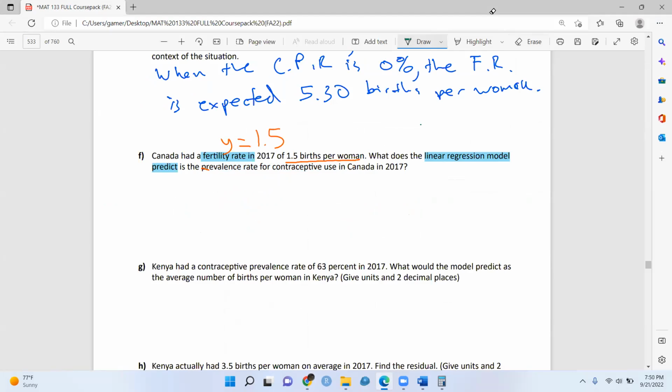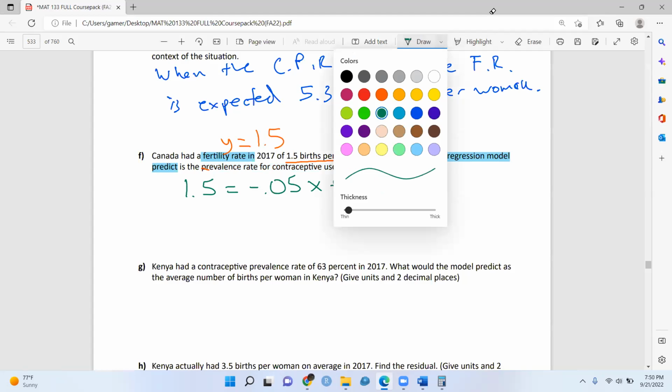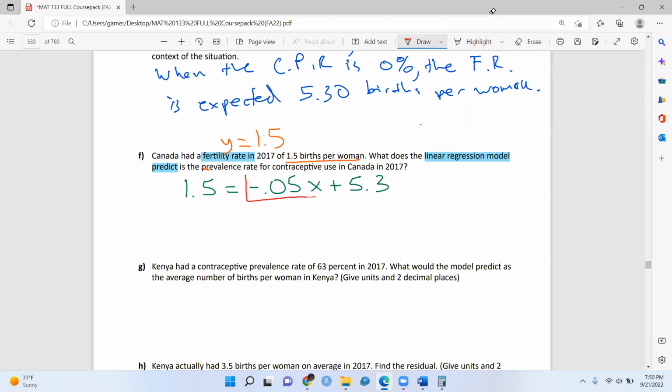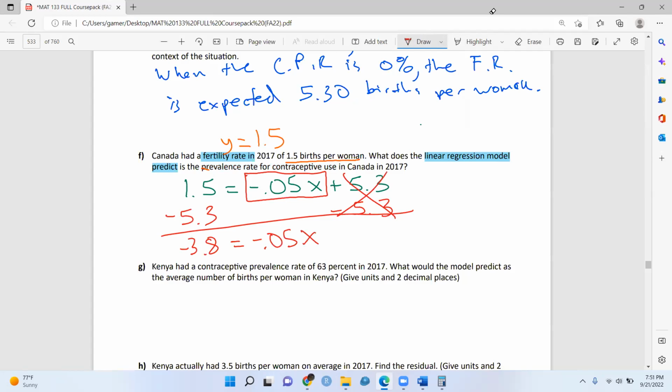So what we have here is that 1.5 was equal to negative 0.05 times x plus 5.3. How I taught this in my algebra classes is I said, look, we want this by itself. So we have to first get rid of this piece. And the inverse of adding, what would make this 0, is subtracting. This is what Sarah was saying. Here we get negative 3.8 equals negative 0.05x. Okay, we've got that piece by itself that we needed.